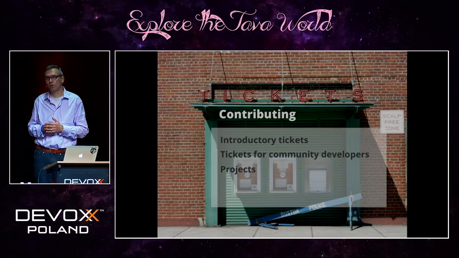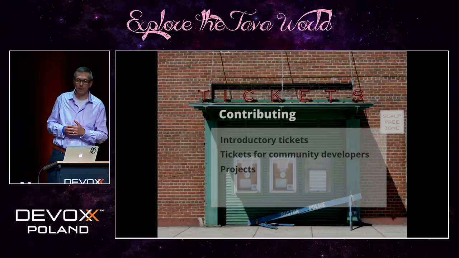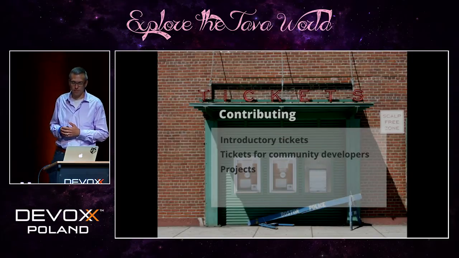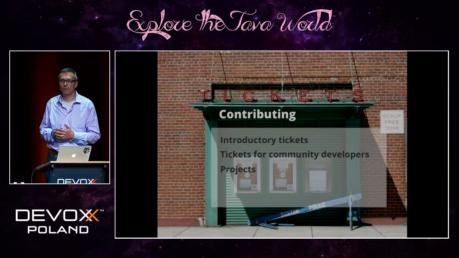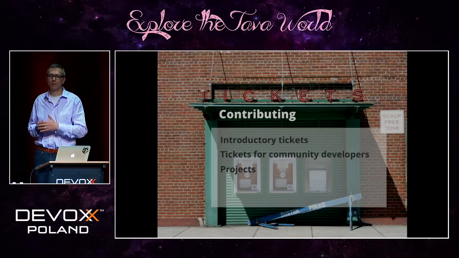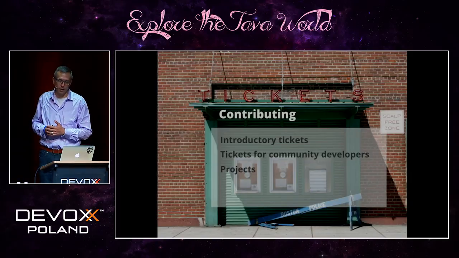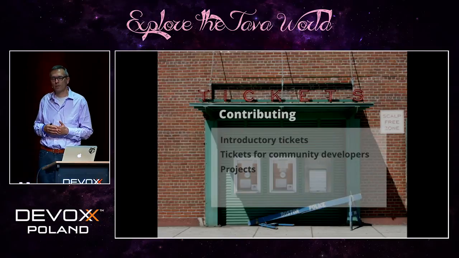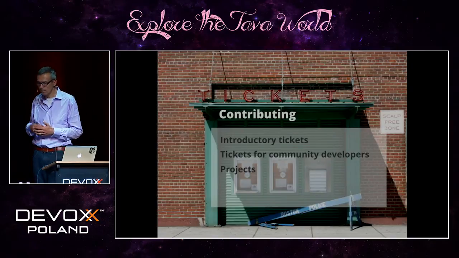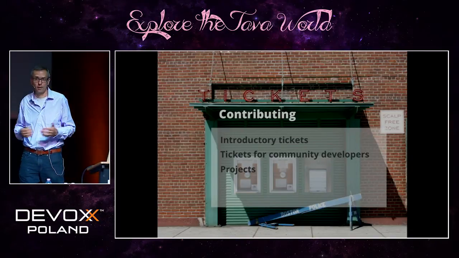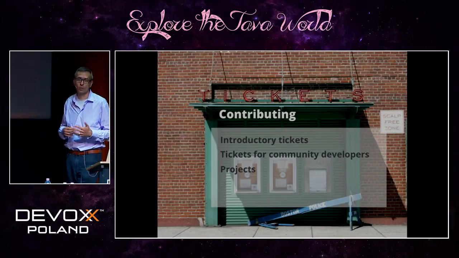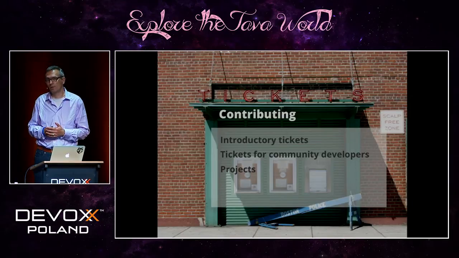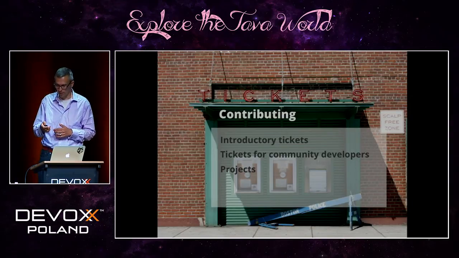It is quite well documented in the OpenMRS wiki. So introductory tickets are good for getting started. Then there are tickets for community developers, and they are a little bit advanced, if I may say so. And last but not least, there are projects. And projects tend to deal with modules. It's a larger thing. It would probably not be something you would work on your own, but rather in a team. It could be a distributed team, or it could be a co-located team.